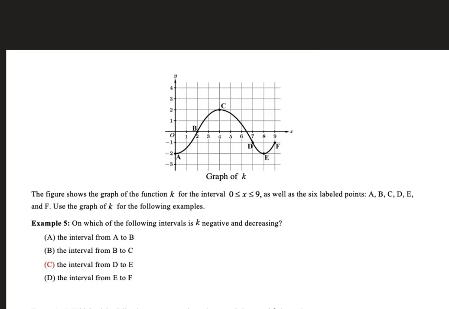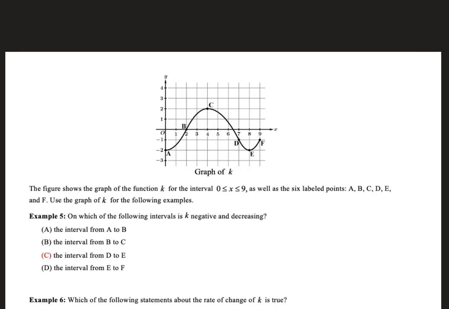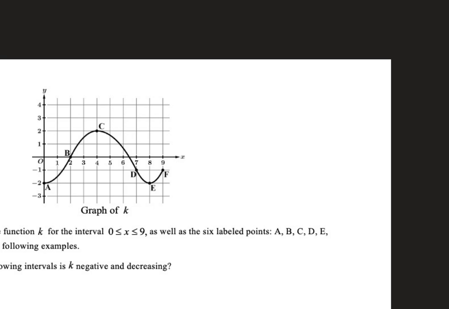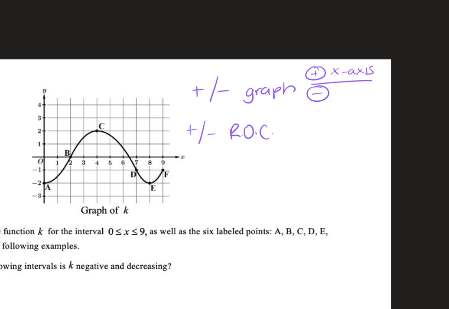So when it's saying positive or negative, not referring to the rate of change, just the graph itself, you're looking for above and below the x-axis, right? If it's positive, it's above. If it's negative, it's below. If you're talking about positive or negative rate of change, you're talking about the actual value of the rate of change, which we're going to get to more today, positive or negative, which means it's like slope.